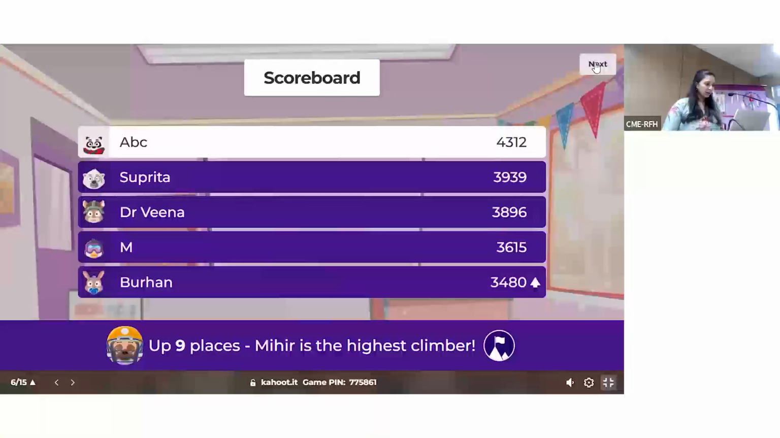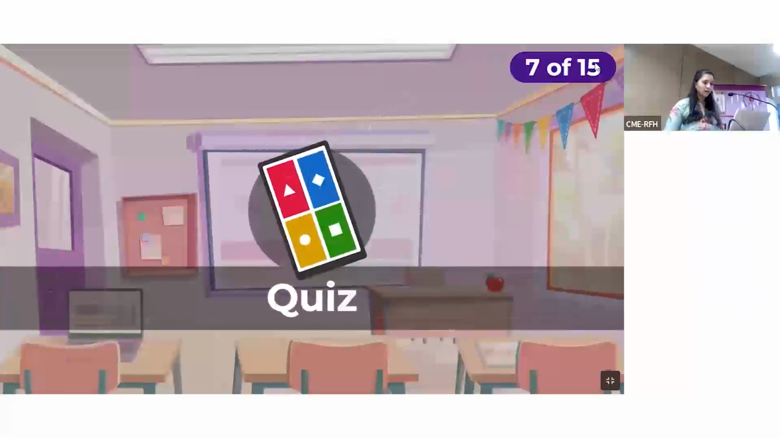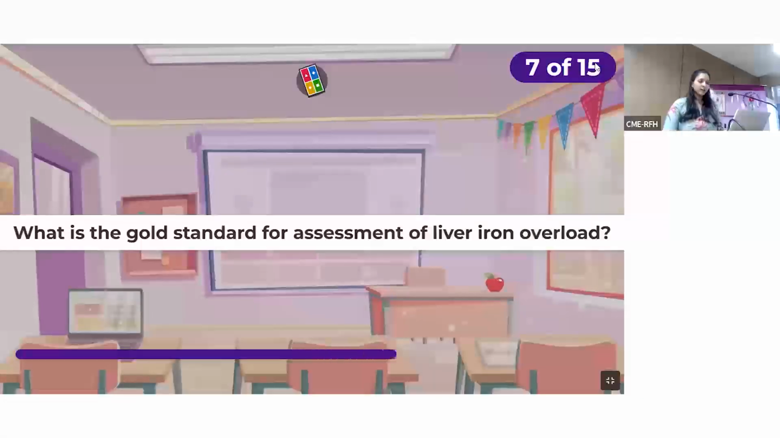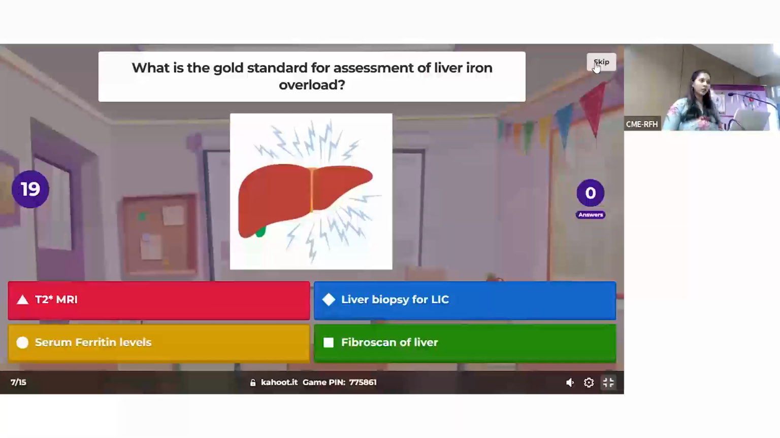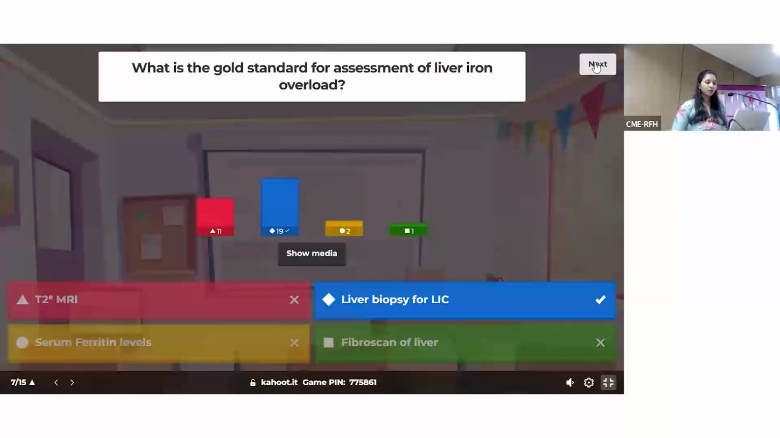Okay, so Dr. ABC is still leading. Great. So what is the gold standard for assessment of liver iron overload? Is it a T2 star MRI? Is it liver biopsy for liver iron concentration, serum ferritin levels, or a fibroscan of the liver? Great. So most of you have got it right. T2 star MRI is done more frequently. However, books and guidelines say that the gold standard would be a liver biopsy. It is more representative of the entire iron overload in the body.